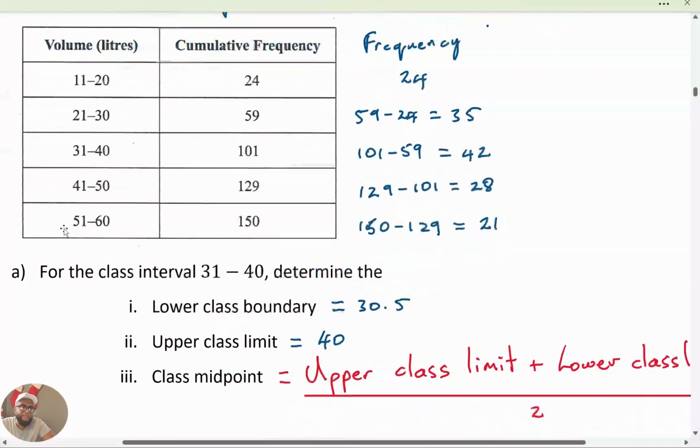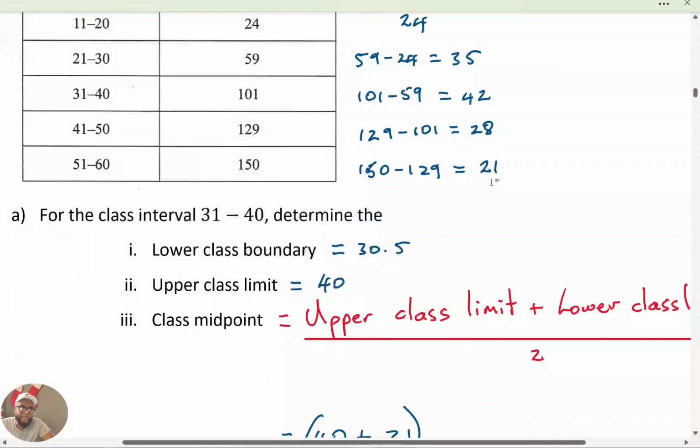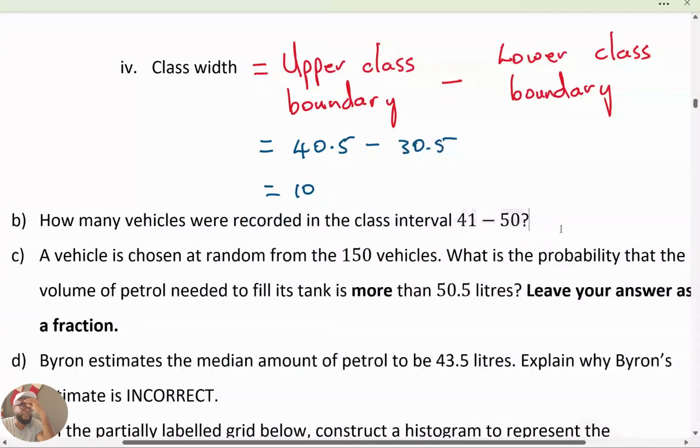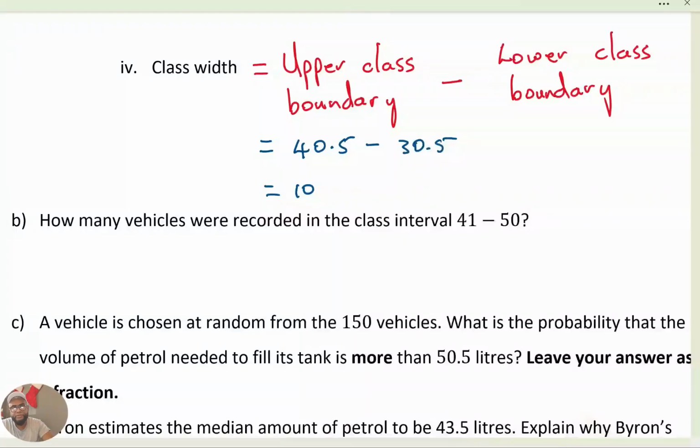So this here would be my frequency. We're looking for the class interval from 41 to 50. So the number of vehicles in that class interval would be 28 vehicles. 28.